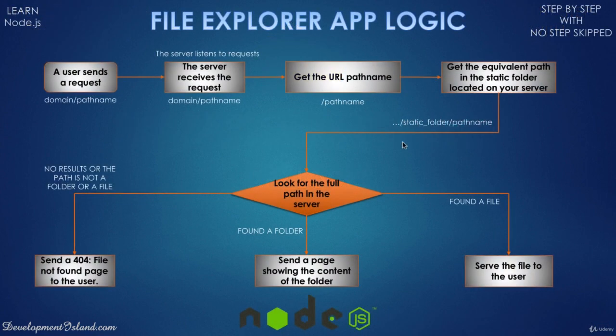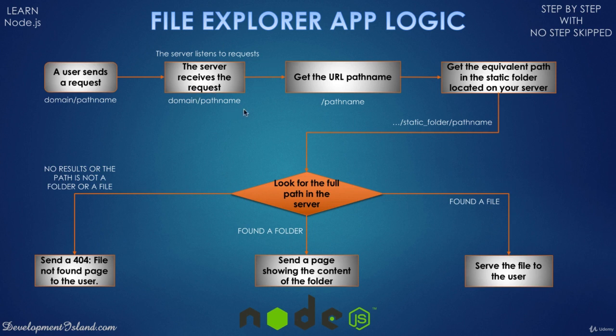In this video, you're going to go through the logic of your app before building your code structure. So to start, a user is going to send a request to your server. The request is going to be in this format, your domain followed by a path name. Then the server is going to receive that request. By the way, the server is going to be listening to requests like this one.